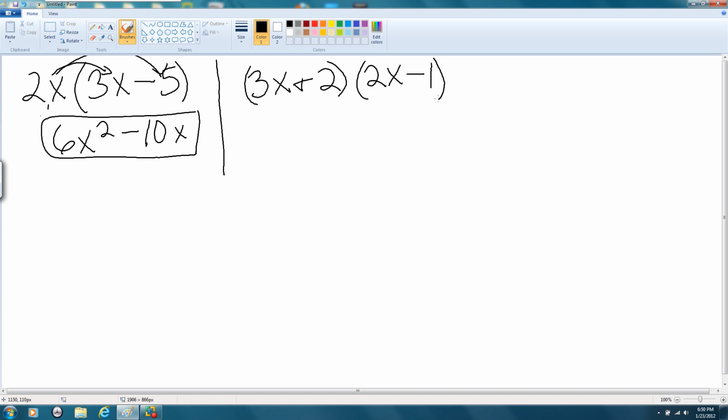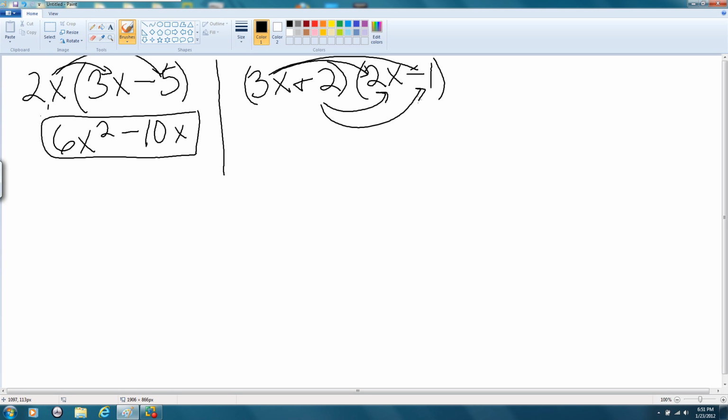What I have to make sure I do is that this term here, this 3x, has to hit both of these. In this other term, this 2 has to hit both of these, if that makes sense. So let me do that.